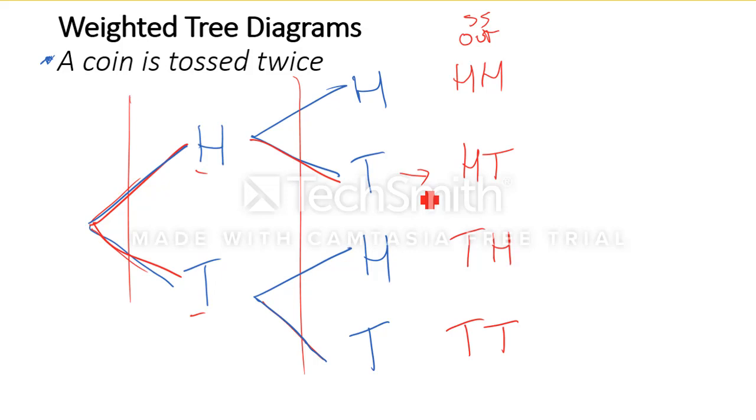The next part of this is to display these as a weighted tree diagram. The weight refers to the fraction, the probability of each result happening. Obviously, when we toss a coin, it is a 1 out of 2 chance of happening. And that is going to be the same all over.